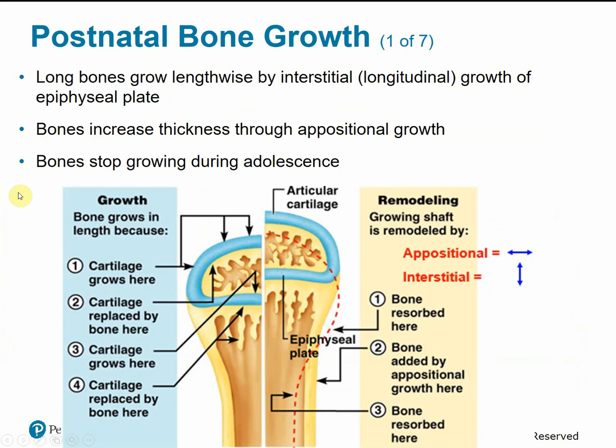So once the skeleton has been developed, it will continue to grow postnatally until adulthood. So long bones, like the bones in your arms and legs, can grow lengthwise by interstitial or longitudinal growth. They can also increase in thickness and width via appositional growth. So normally bones will stop growing at the end of adolescence during adulthood.